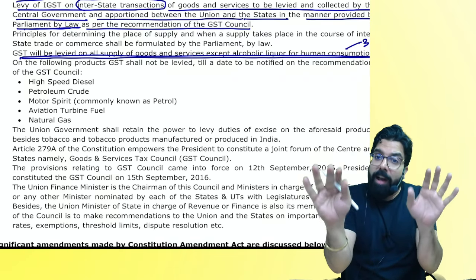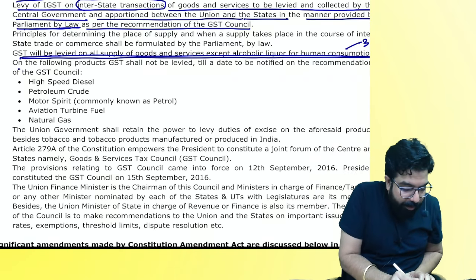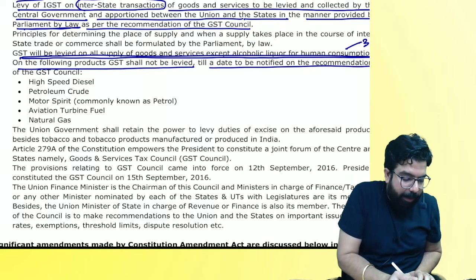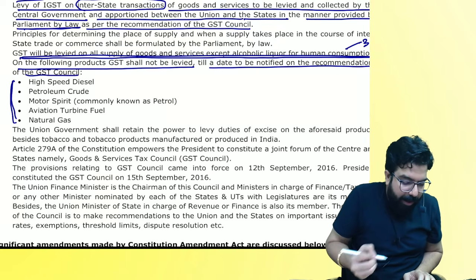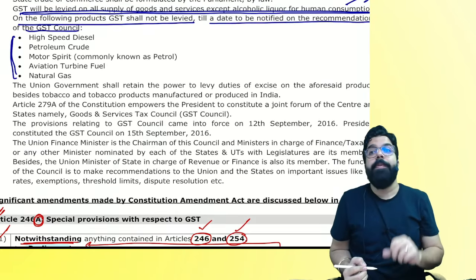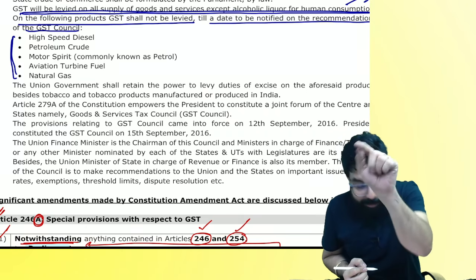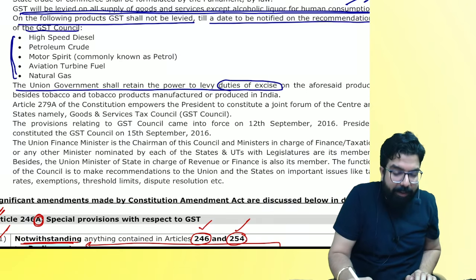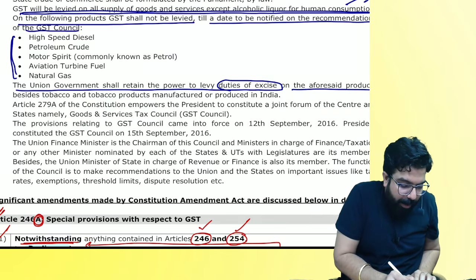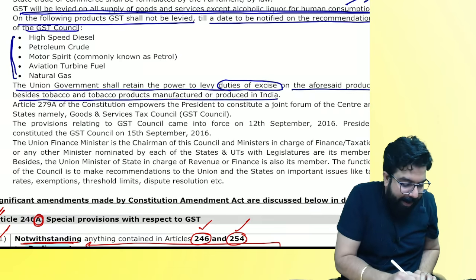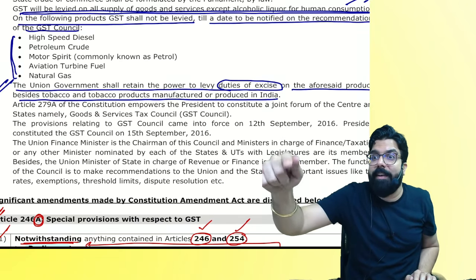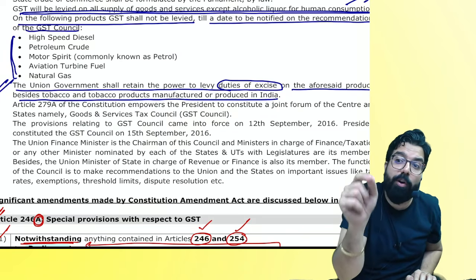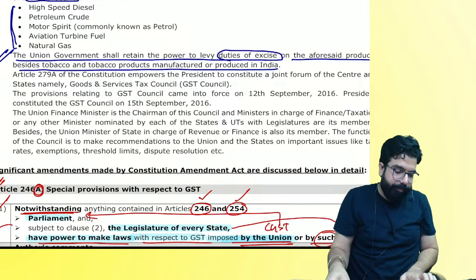Next. What are the five petroleum products on which, as of now, there is no GST? In the Constitutional Amendment Act, they told that on the following products GST shall not be levied till notified on the recommendation of the GST Council. On which products? HPMN. They also told that the central government will retain the power to levy duty of excise, that is central excise duty, on which product? Tobacco. The government is still charging central excise duty on tobacco. Where did they tell this? In the Constitutional Amendment Act.